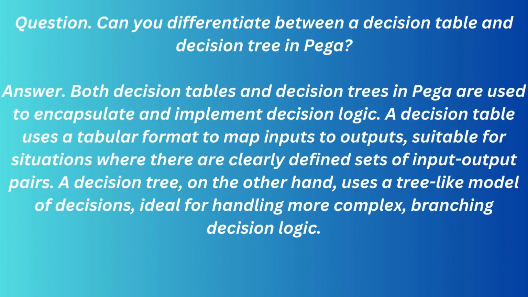Question. Can you differentiate between a decision table and decision tree in Pega? Answer. Both decision tables and decision trees in Pega are used to encapsulate and implement decision logic. A decision table uses a tabular format to map inputs to outputs, suitable for situations where there are clearly defined sets of input-output pairs. A decision tree, on the other hand, uses a tree-like model of decisions, ideal for handling more complex, branching decision logic.